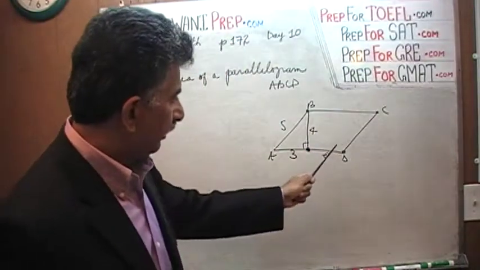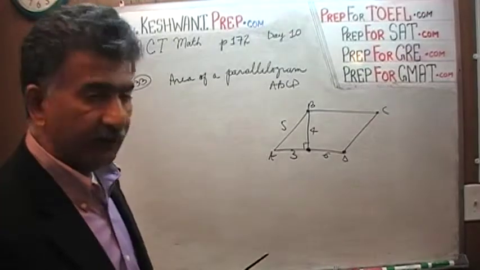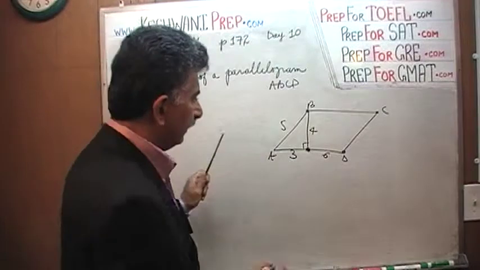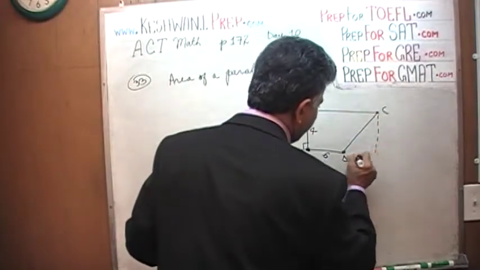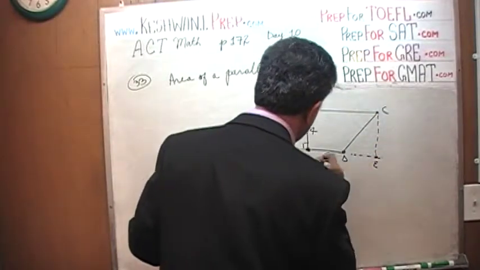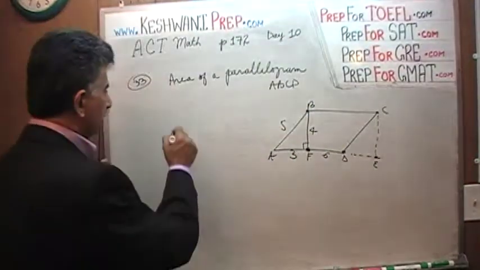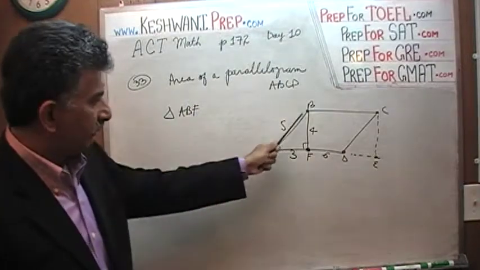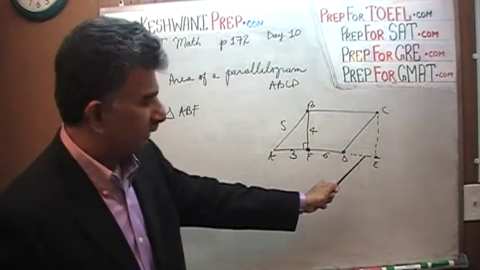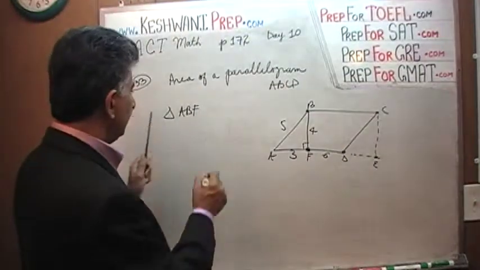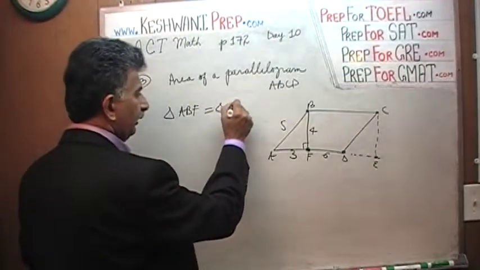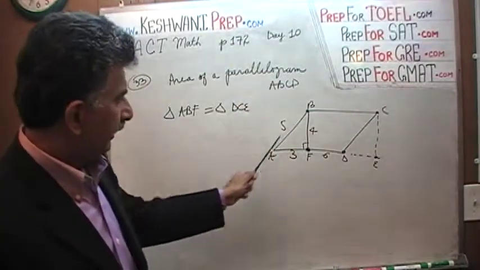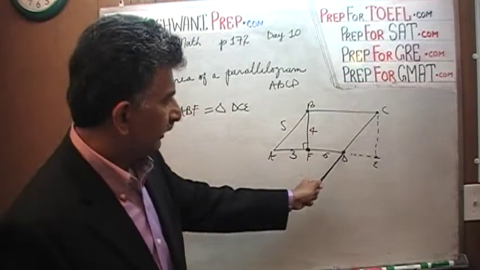Let's give this point a name. We have to find the area of this thing. It's very simple, very straightforward. We're going to pick up this triangle. Let's call this point E, and let's call the other one F. We're going to pick up the triangle ABF, and imagine you put it here. Triangle ABF is the same as triangle DCE.